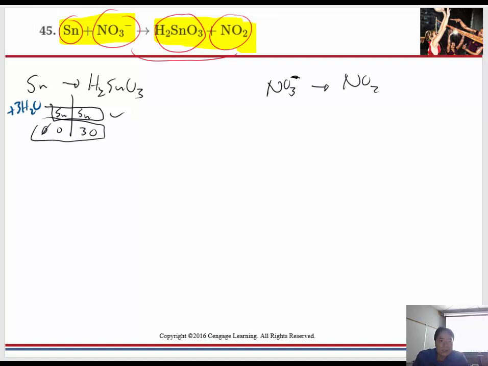And then we balance out the hydrogens. So that's 6 hydrogens here and 2 hydrogens here. So we're going to balance these by adding H+. And so plus 4H+ should bring that up to 6.